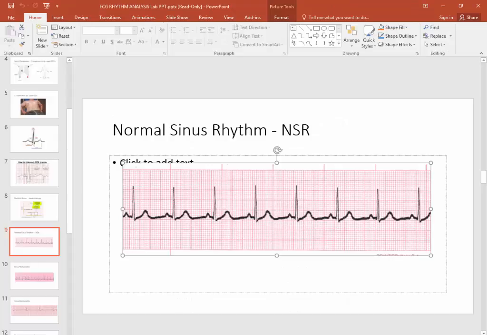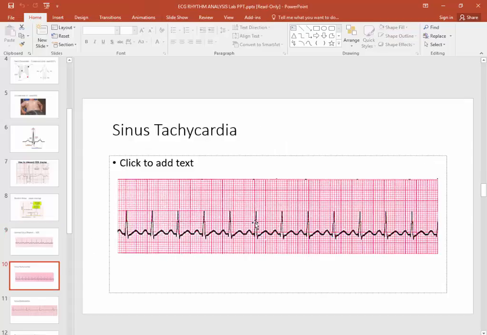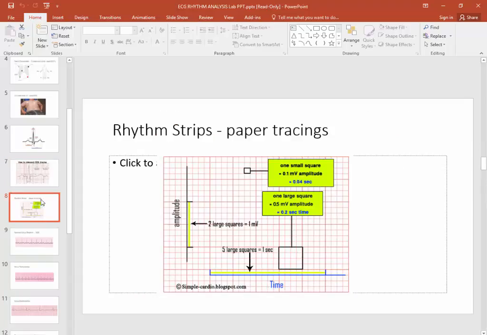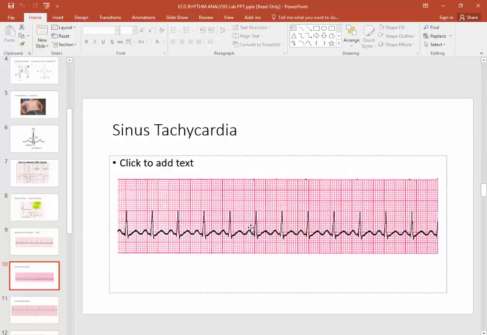So let's look at our example. If I try to find one on a line, no, that one's really not on a line. Here, I could use this one. Okay, so this one is on a line. How many large boxes pass before I get another? So again, large squares look like this, right? So if I look at this, how many large boxes are between this one and this one? Two, maybe not quite a half, so two. So what would the heart rate be for this person? 300 divided by two is 150.